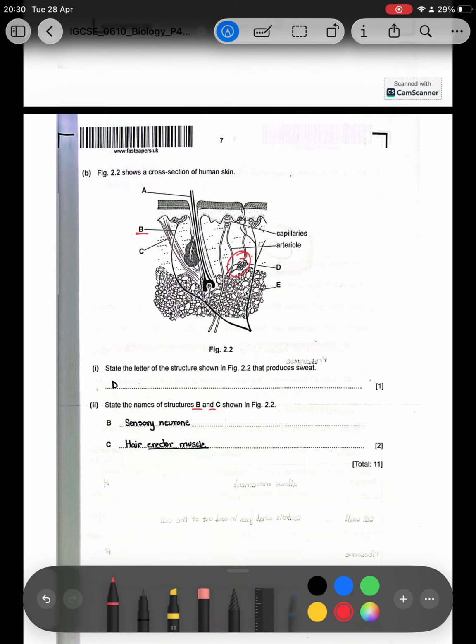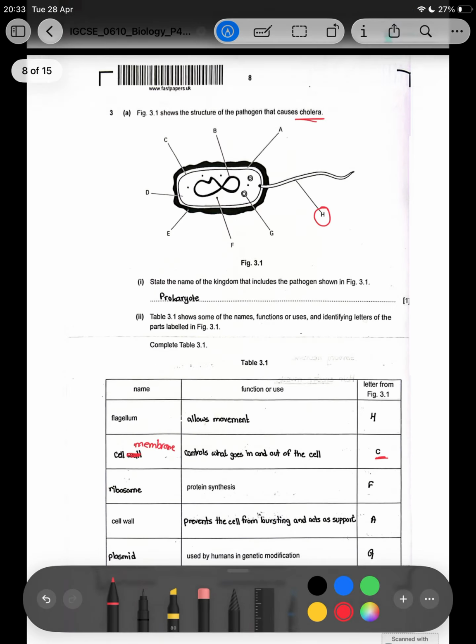And then state the name of the structures B and C shown in the diagram. So B here is a neuron. In C we have the hair erector muscle, which also responds to the change in temperature by controlling how the hair would respond.